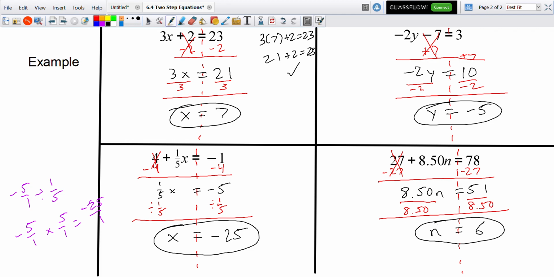Okay, so remember, draw that dotted line down the equal sign. Make sure you do the same thing to both sides of the equal sign, and your job is to isolate that variable.